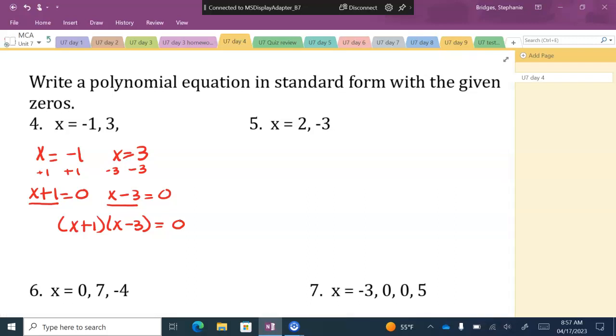And then how do you think I turn that into an equation in standard form? Just FOIL it. Just multiply it out, okay? So what you need to do now is take a minute and multiply x plus 1 times x minus 3, combining your like terms.